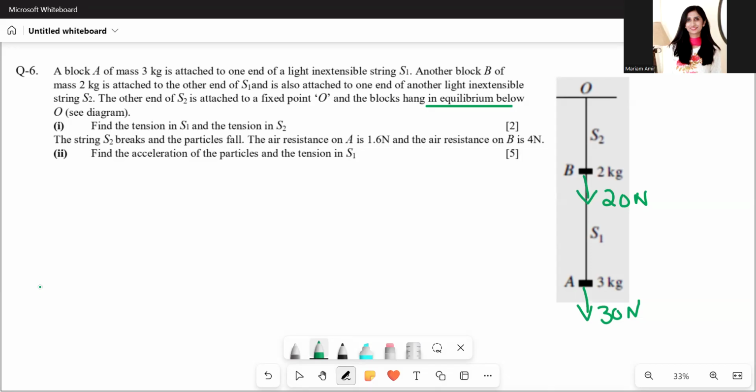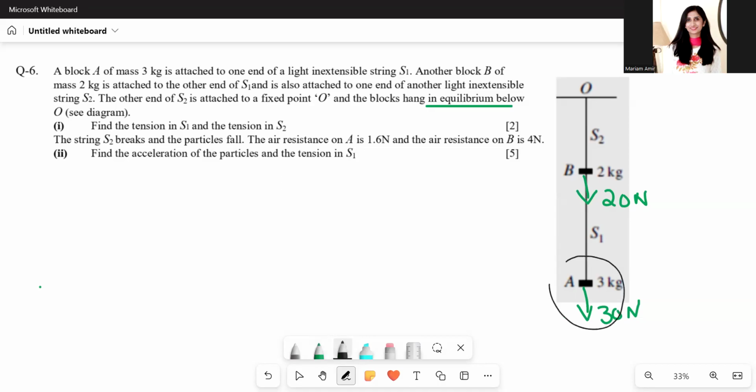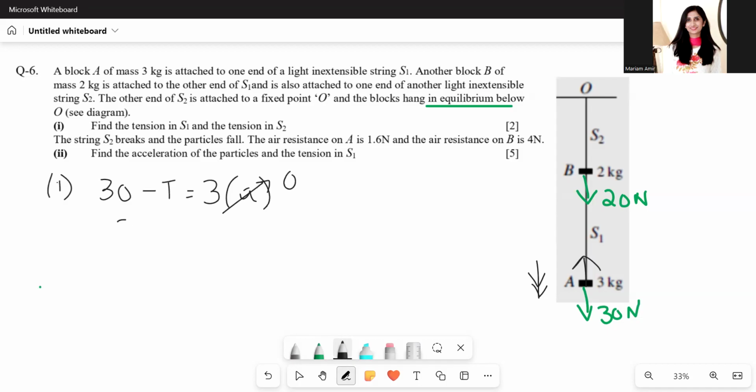Okay. So the tension on the string S1 is going to be in the upward direction, since tension always points away from the mass. So we're going to use the formula forward force minus backward force is equal to MA. So we can say the downward force is the forward force. So then the backward force is going to be tension is equal to mass times acceleration, but acceleration is 0. So 30 Newton is going to be the tension on string S1.